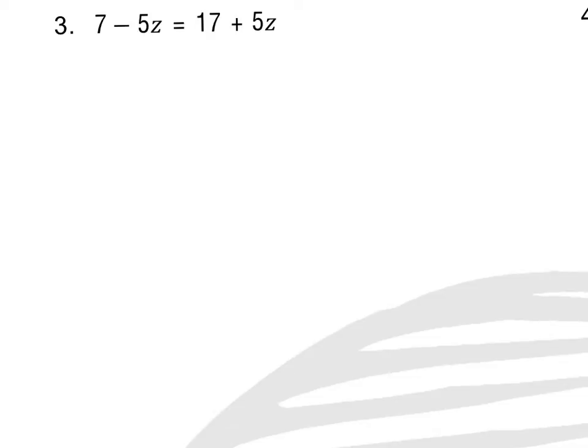So I have another problem. I'm going to do problem 3, and I'm going to go through the exact same process. So the first thing I'm always going to do is I'm going to draw my line.